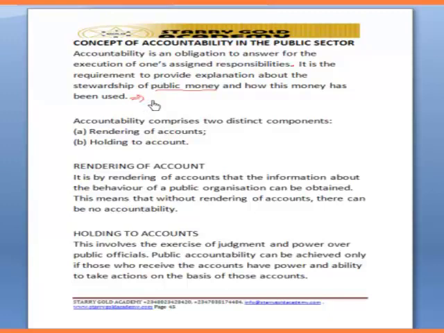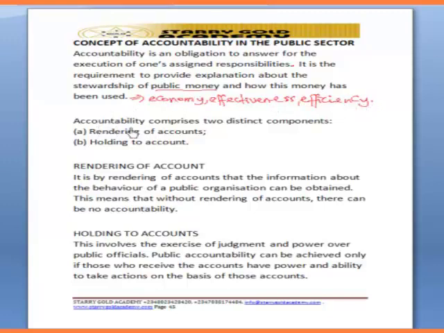And majorly in the public sector, when we are looking at this, we look at the concept of economy, we look at effectiveness, and we look at efficiency.